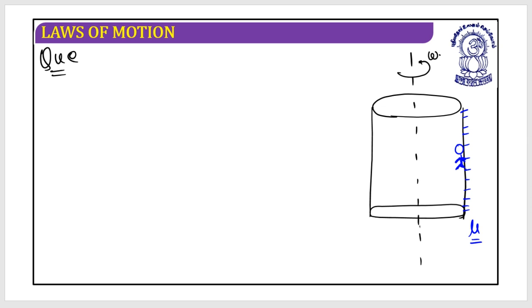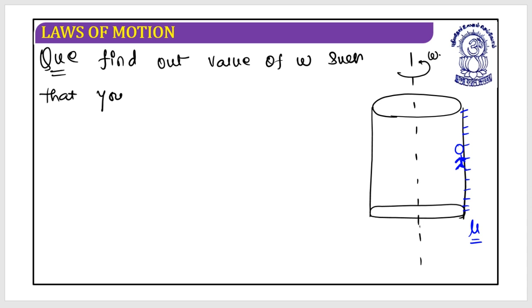So what do you need to find out? You need to find out the value of omega such that you should not fall down. So start doing it and do it carefully. If you are not able to solve this, you are going to fall down. Yes, so start doing it.